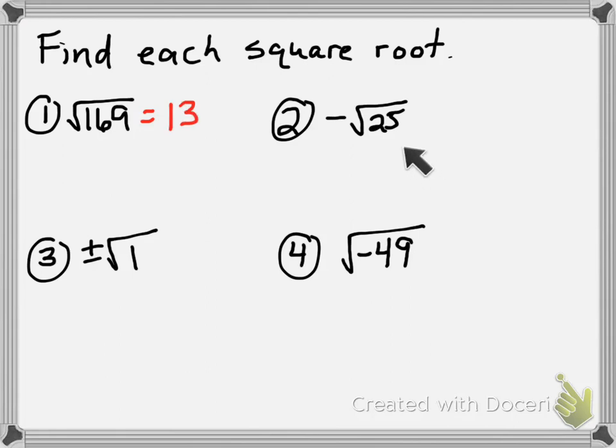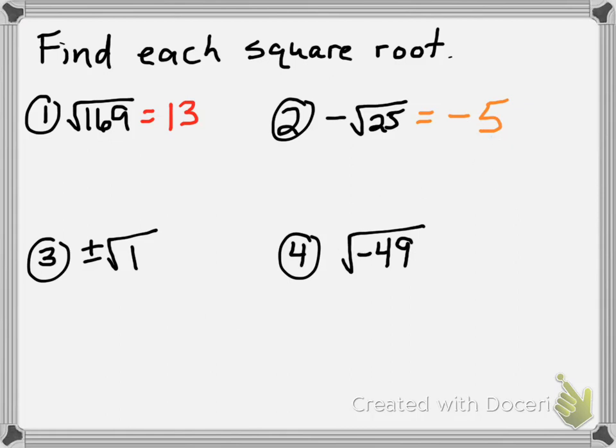Okay, for the negative square root of 25, well, 25 is a perfect square. 5 squared is 25, so the square root of 25 is 5. But since there was a negative in front of the radical, we put a negative in front of our answer. So our answer here is negative 5.